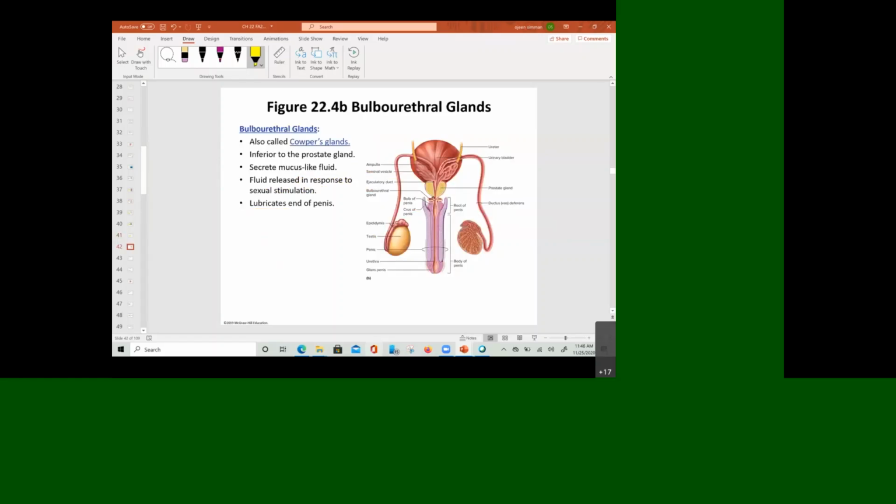Next thing, we have the bulbourethral glands, also called Cowper's glands. They lie inferior to the prostate gland. Their function is to secrete a mucus-like fluid. This fluid is actually released in response to sexual stimulation, and its function is to lubricate the end of the penis.